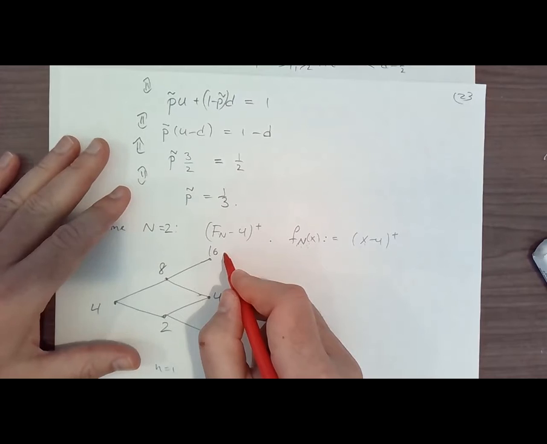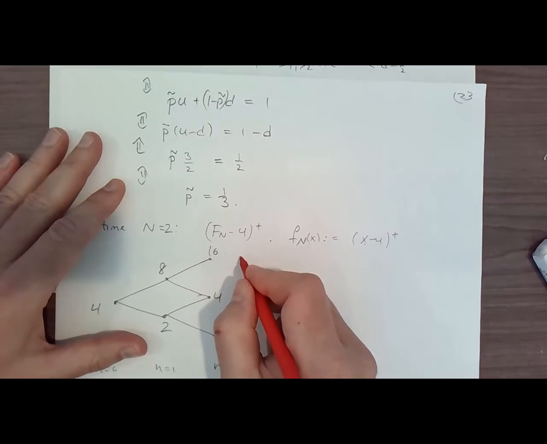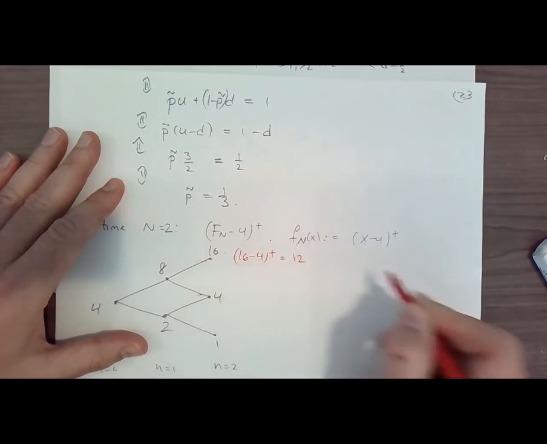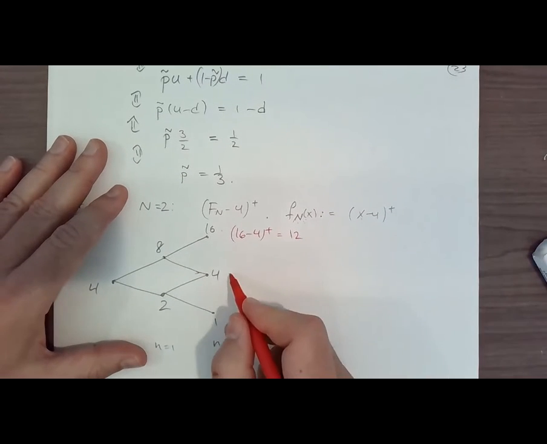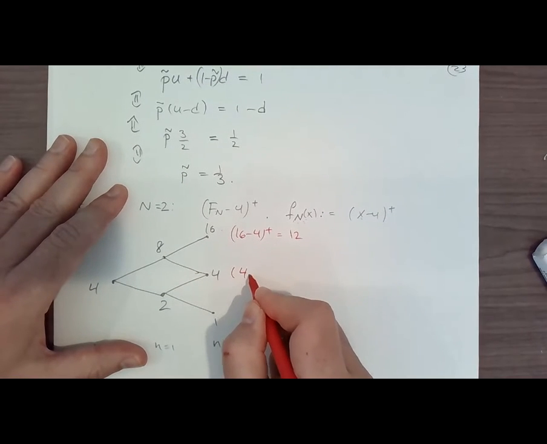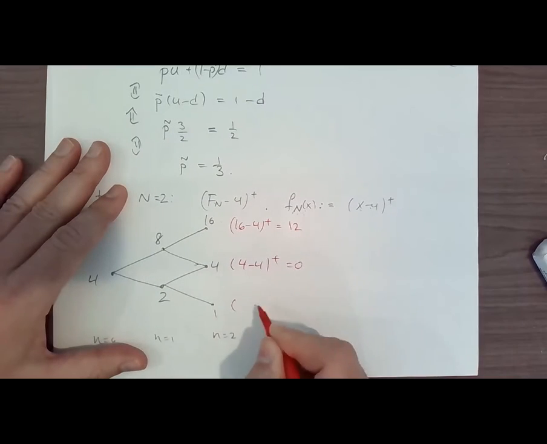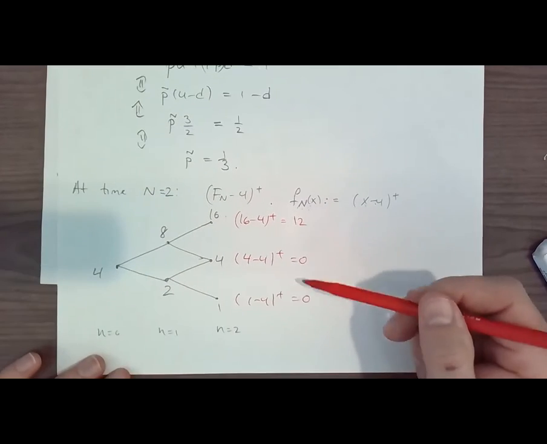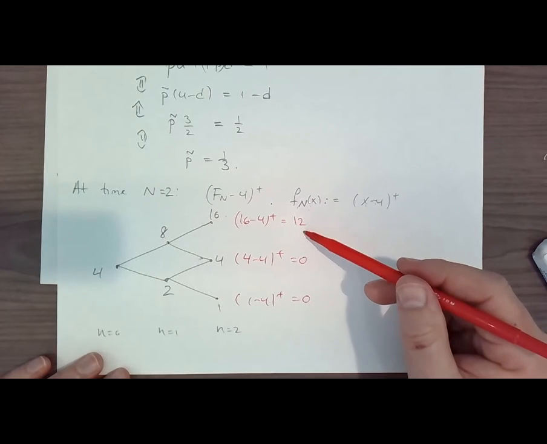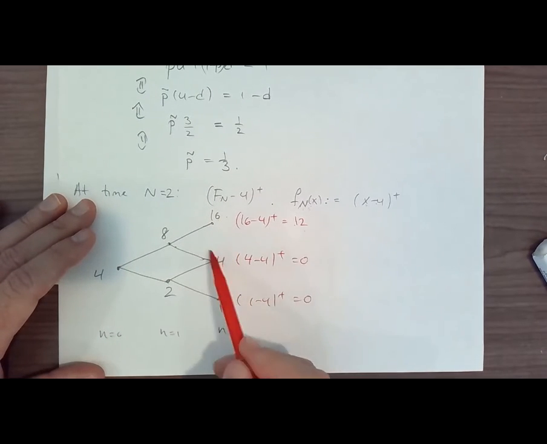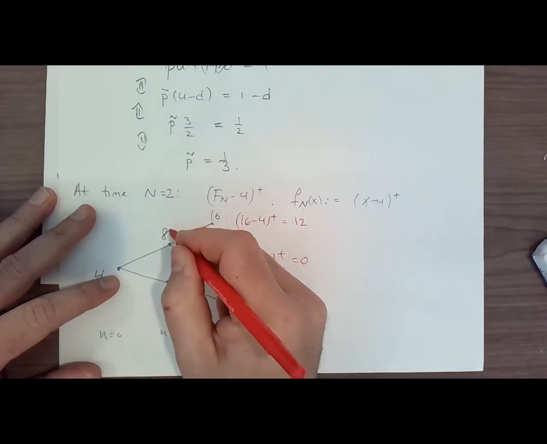So we take 16. We're going to be looking at 16 minus 4, a positive part, right? So this will give you a 12. The next one would be 4 minus 4. That will be a 0. And then here you will have 1 minus 4, positive part. That will be a 0. So you have this payout here at the end. And what you want to do is move this forward, from out here into here.